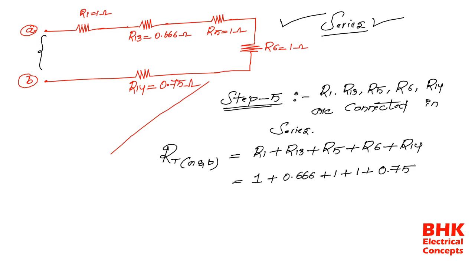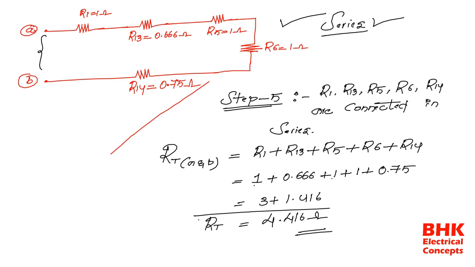Now what is the last step? We need to add all these values. Okay, now see here, 1 plus 1 plus 1, it means what? 3, and 0.666 plus 0.75, it will give what? 1.416, that is equal to 4.416 ohms is the value of total resistance across the terminal A and B. Okay, so this is the procedure we need to follow whenever we are getting the equivalent resistance or total resistance in the given network.